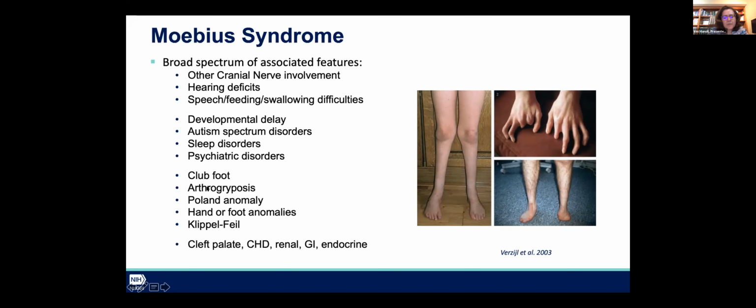And then many have club foot, so bilateral talipes equinovarus, or club foot, where the ankles are turned inwards and have contractures and need surgeries. They can have other arthrogryposis of the hands or other joints. They have Poland anomaly, and I'll show you more pictures of that. Cleft palate, congenital heart disease, renal, GI, a range of other associated features.